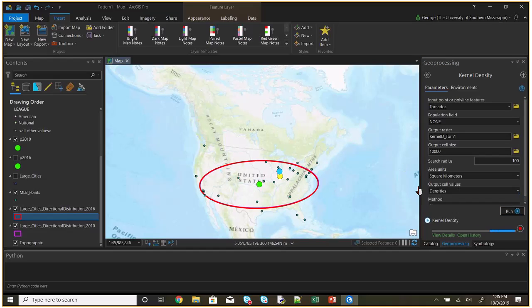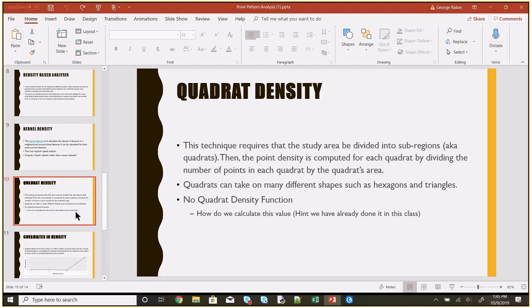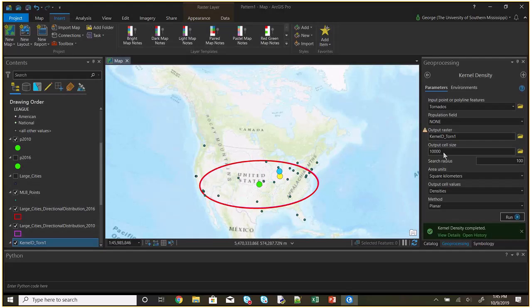So this is going to create a raster data set. Okay. So we normally implement quadrant density as either a spatial join, more common, or an intersect or overlay. And you can create quadrants in ArcGIS.